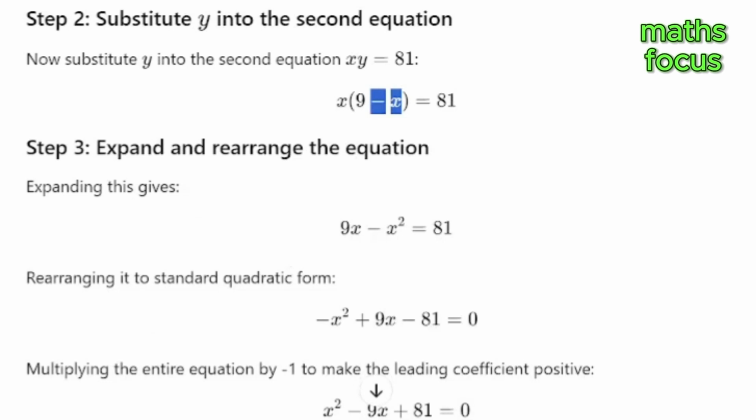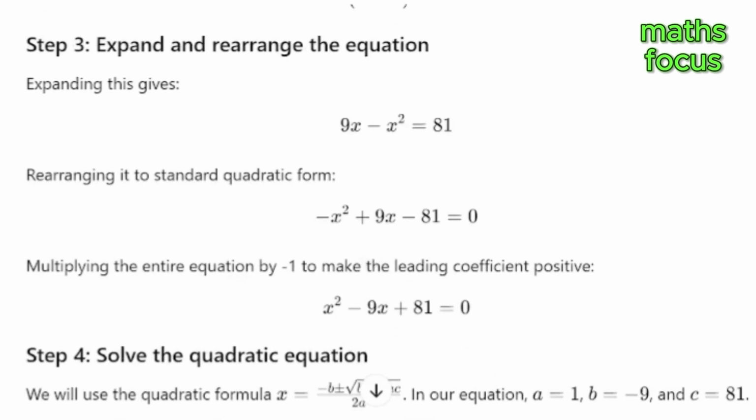Then step 3 is we want to expand and rearrange the equation. Expanding this gives 9x minus x squared is equal to 81. That is 9 times x, then that is 9x, x multiplied by minus x, that is minus x squared, is equal to 81. Then we want to bring this 81 to the other side, that is rearranging it to standard quadratic form. Minus x squared plus 9x minus 81 is equal to 0.